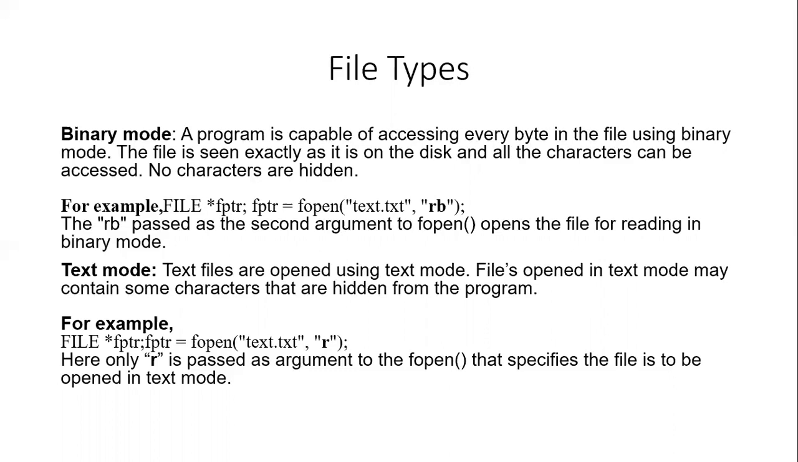Whereas in text mode, you are able to open a file exactly in the way you can see the file. So text mode is used to see the file the way it is visible on the screen. Some of the hidden characters or special characters may not be accessible.